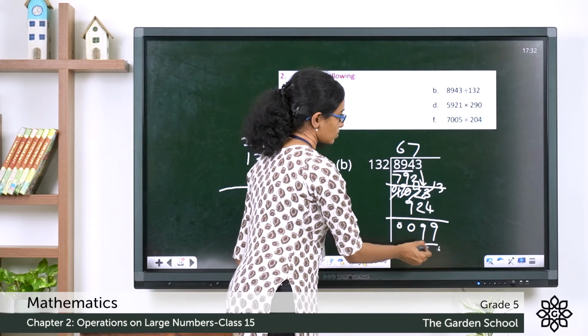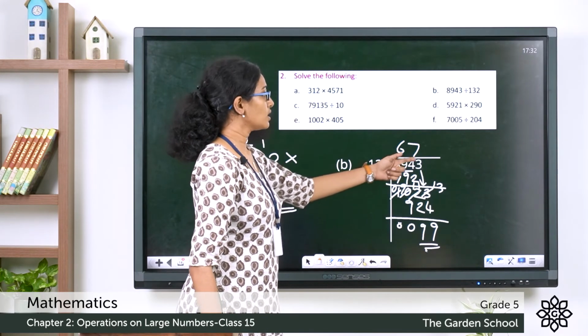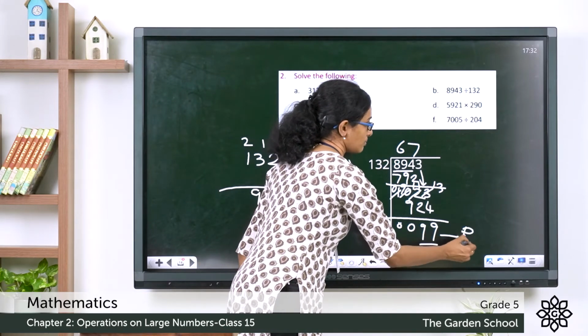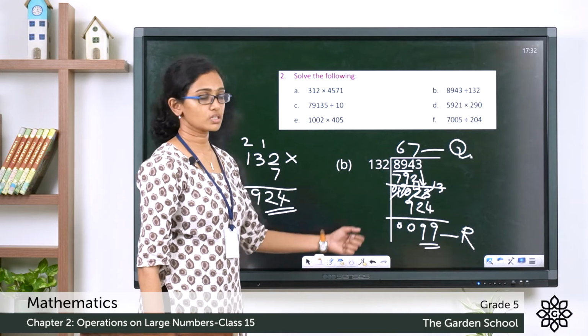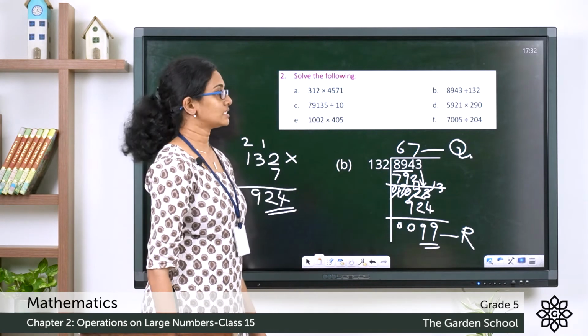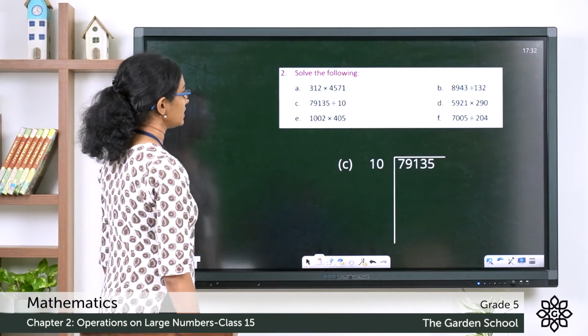Again 0. So we cannot divide 99 by 132 and there are no more digits to bring down. So this is the remainder and this is the quotient of this division. The quotient equal to 67 and the remainder equal to 99. So that was question B. Now let's do question C.